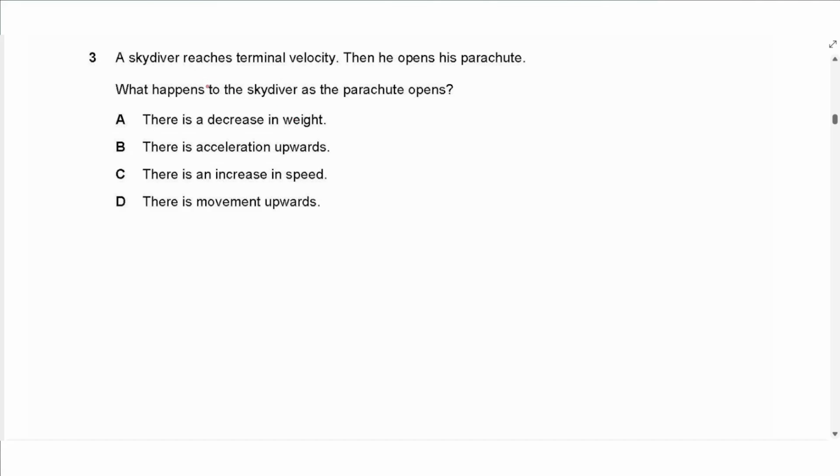Question 3 says a skydiver reaches terminal velocity, then he opens his parachute. What happens to the skydiver as the parachute opens? There is a decrease in the weight. No. There is an acceleration upwards. Yes, because there is a resultant force upwards. The air resistance upwards now is greater than the weight downwards. So this is correct. There is an increase in speed. No, it should decrease. There is a movement upwards. No, it is still falling. The person is still falling because he was already falling, so they will keep moving in the same direction but with decreasing speed. So the answer here is B.